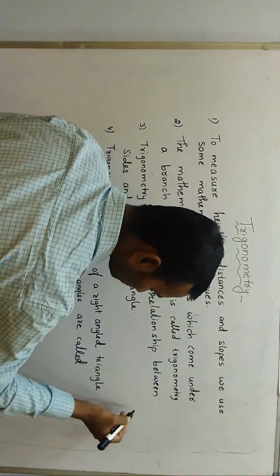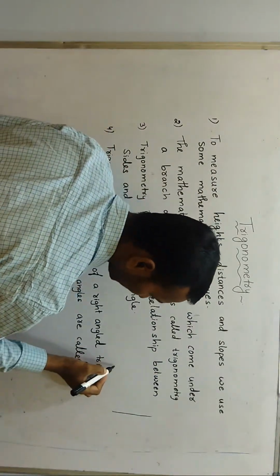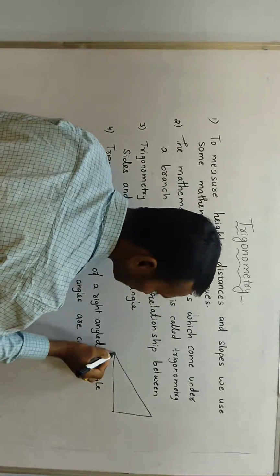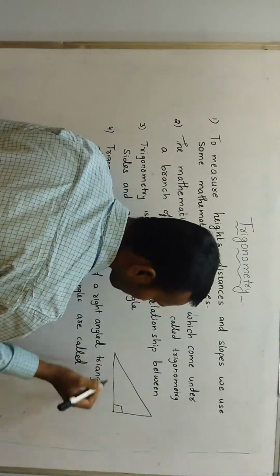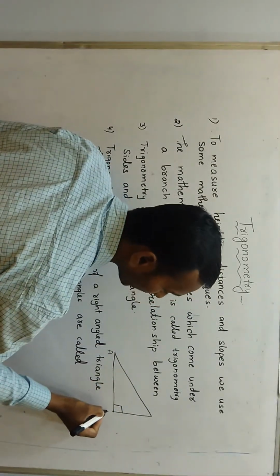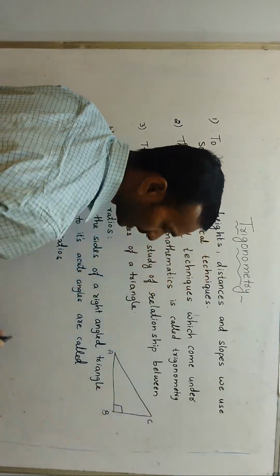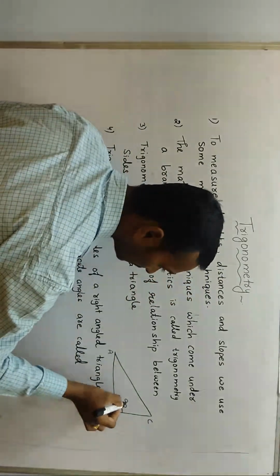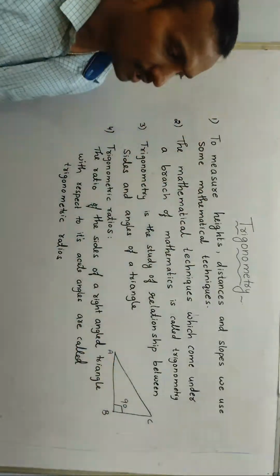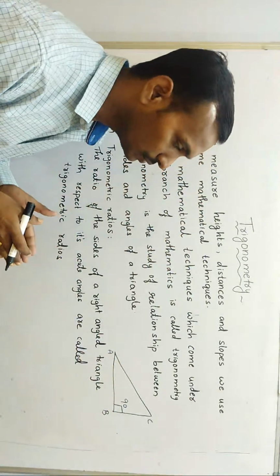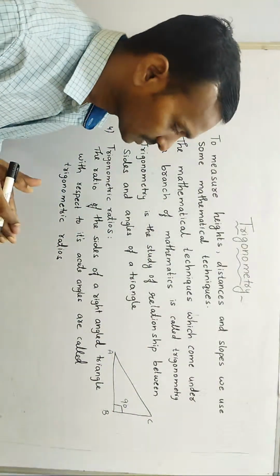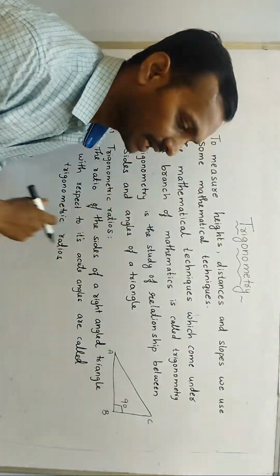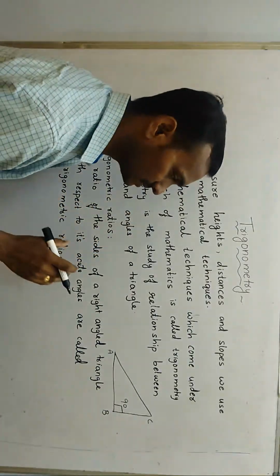First of all, what is a right angle triangle? A triangle in which one angle is 90 degrees is called a right angle triangle. First we have to understand what a right angle triangle is, because in trigonometry we use only right angle triangles.